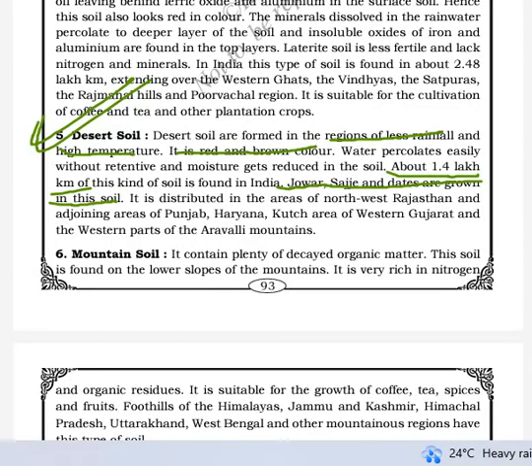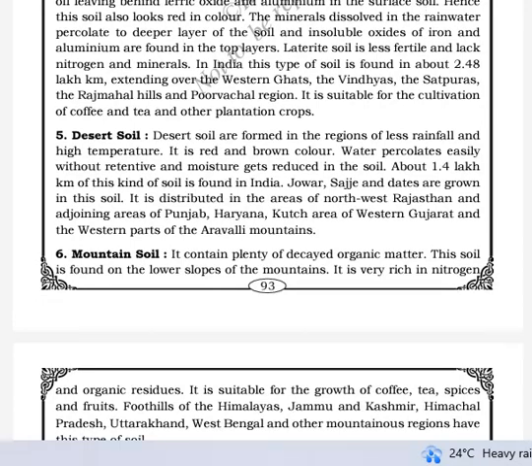Now let's look at the areas where this soil is found. It is found in northwest Rajasthan, adjoining areas of Punjab, Haryana, Kutch, and the area of western Gujarat, and the western parts of the Aravali mountains. Only in these areas can desert soil be found. At least you should remember northwest Rajasthan, Kutch area of western Gujarat, Haryana, and Punjab.